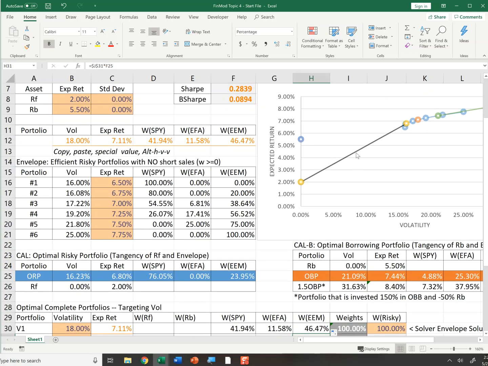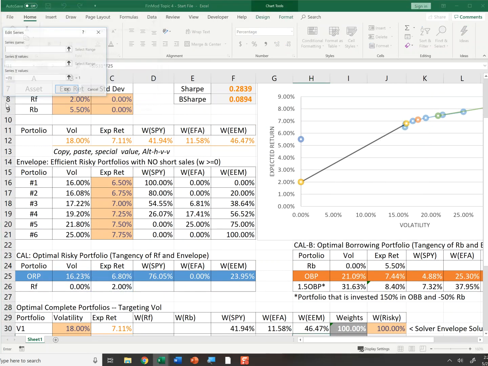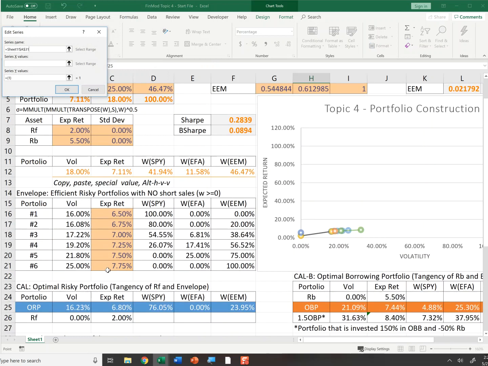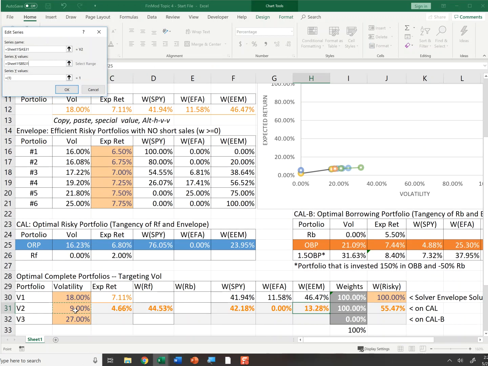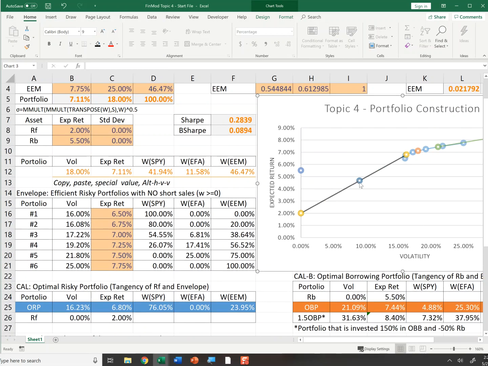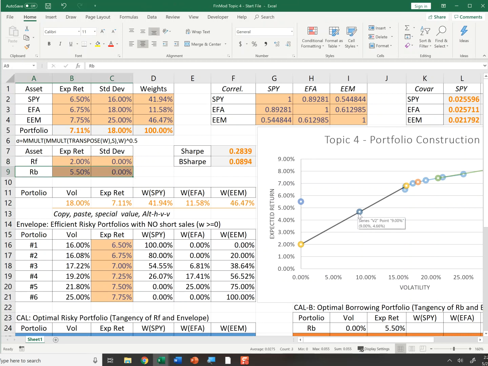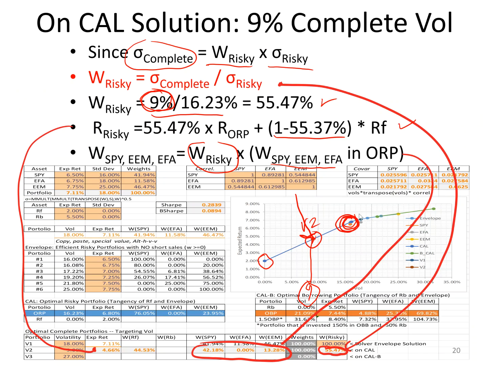That portfolio should show up right here on my graph. Select data, add, we'll call this V2 with a vol of 9% and an expected return of 4.66. This is a good way to test if you got it right. It should show up on the line. So there it is. That is the optimal 9% volatility portfolio, given these 3 assets, SPY, EFA, and EMA, risk-free asset, and borrowing. That's the optimal complete or combined portfolio.